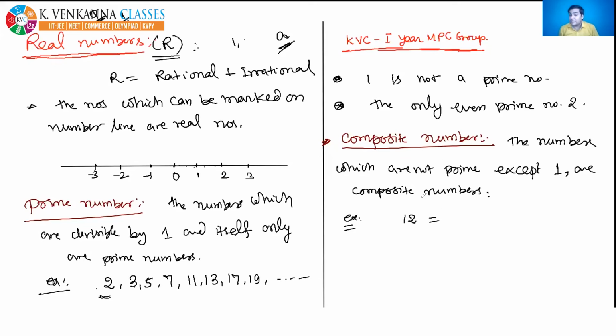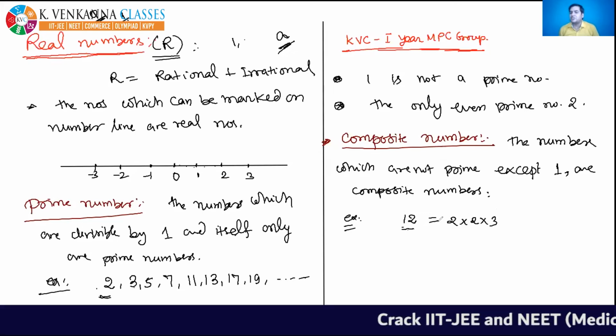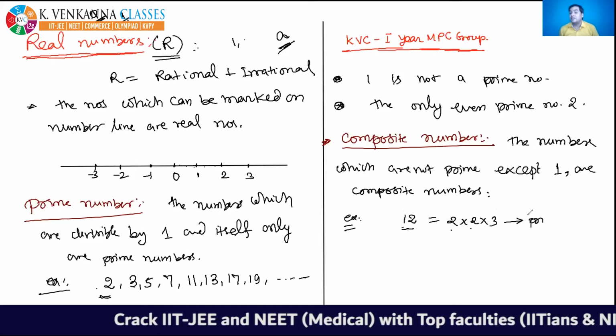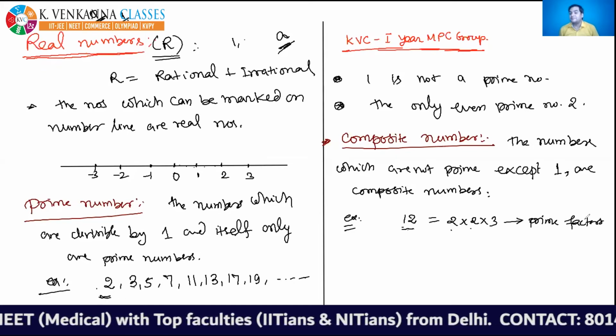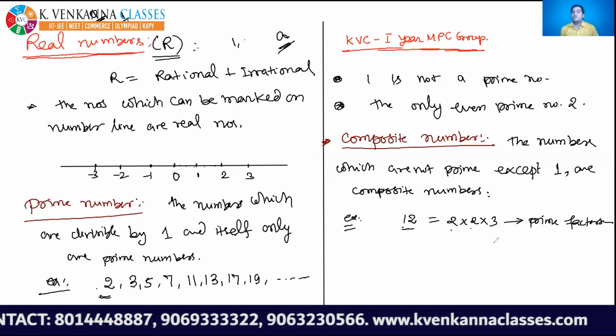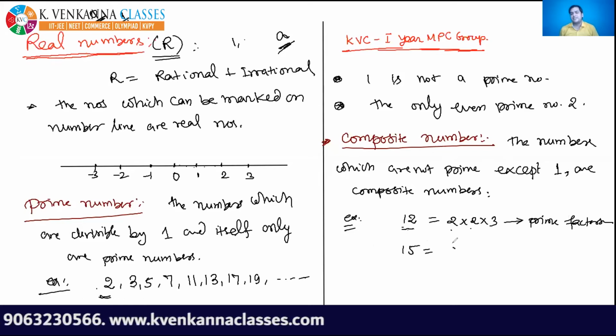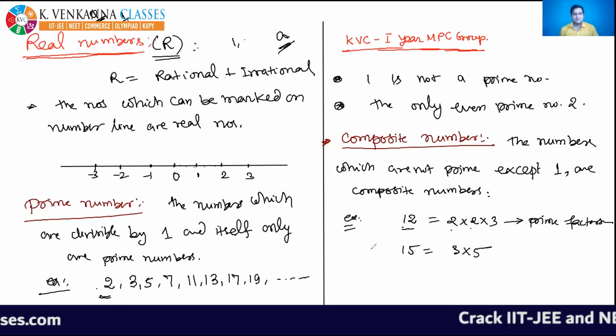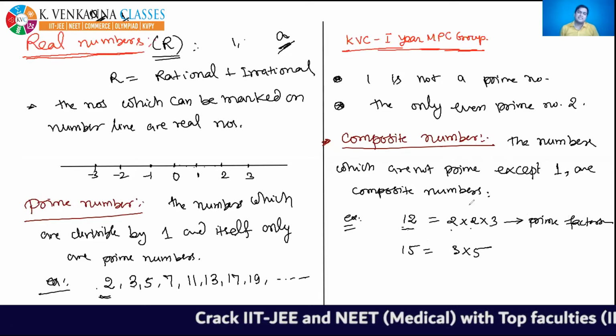And do you know composite numbers can be prime factorized? You must know what prime factorization is. Prime factorization means I factorize the number into prime numbers. Like I can factorize 12 as 2 into 2 into 3. I have factorized 12 into factors of prime numbers. It is known as prime factorization. So composite numbers can be factorized in terms of prime numbers. For example, 15 can be prime factorized as 3 into 5.